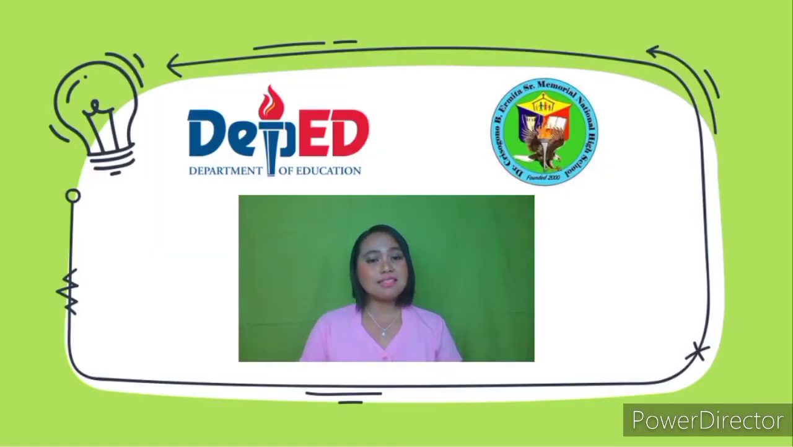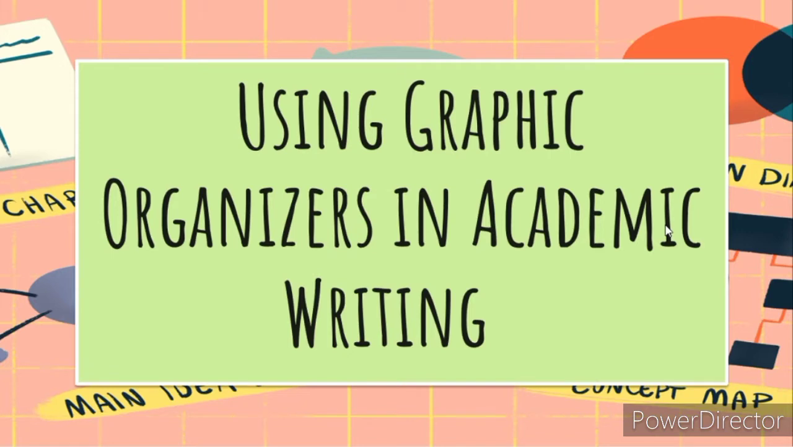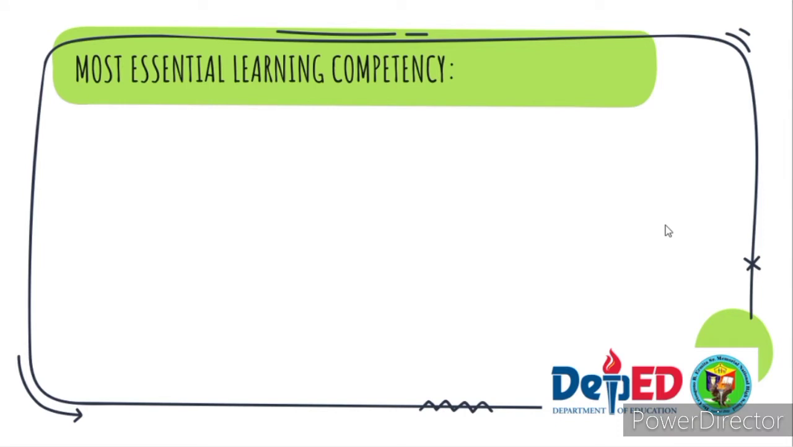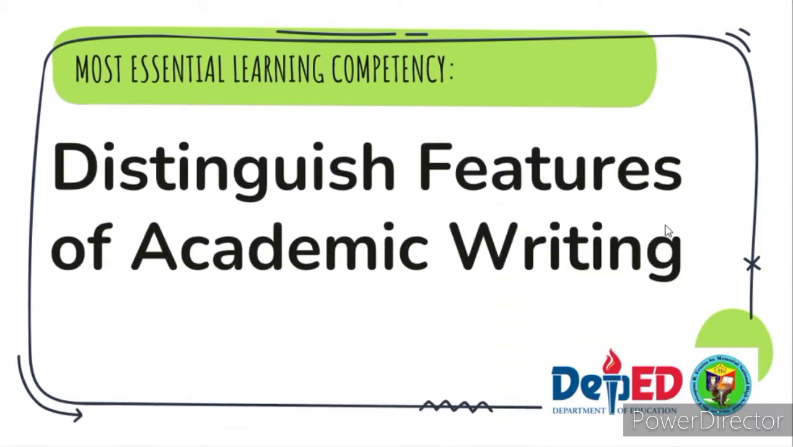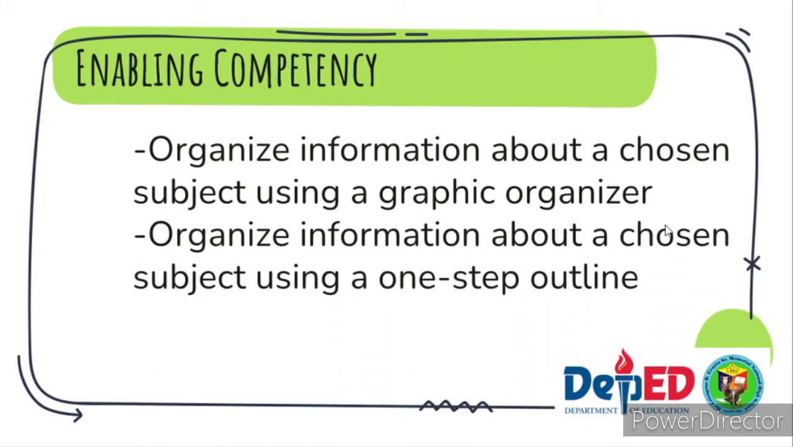This time, let us give ourselves another opportunity to learn more about expressing our ideas. Welcome to week 1 of quarter 4. Using graphic organizers in academic writing. For the most essential learning competency, we have distinguishing features of academic writing. For the enabling competency, organize information about a chosen subject using a graphic organizer. Organize information about a chosen subject using a one-step outline.